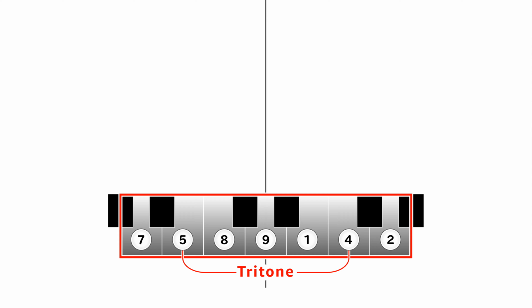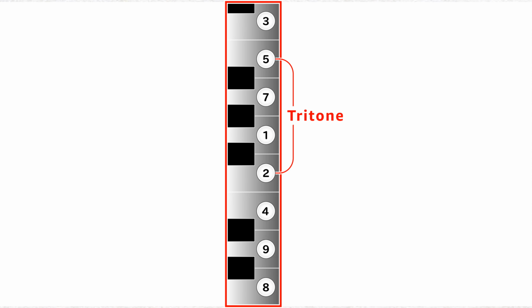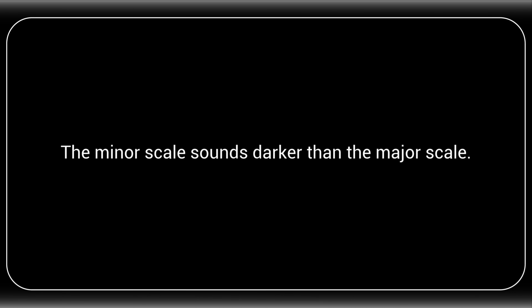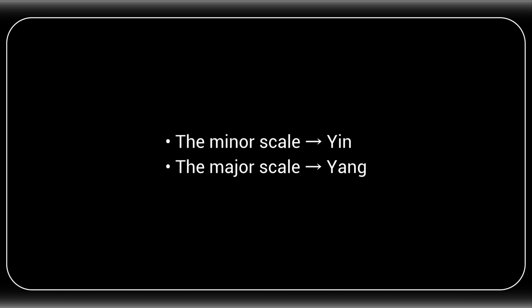The minor scale represents yin, and the major scale represents yang. Related to this, according to the yin-yang principle, a horizontal line represents yin, and a vertical line represents yang. Note: The minor scale sounds darker than the major scale. Therefore, the minor scale represents yin, and the major scale represents yang.